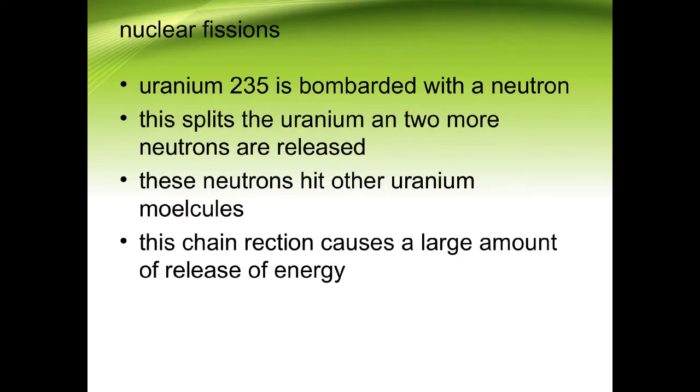The heat energy, and in turn these neutrons, bombard the other uranium and release a tremendous amount of energy. Now this chain reaction causes a large release of energy, children.